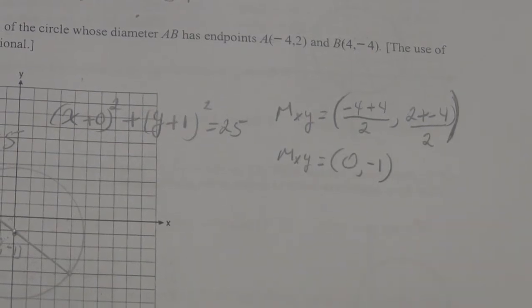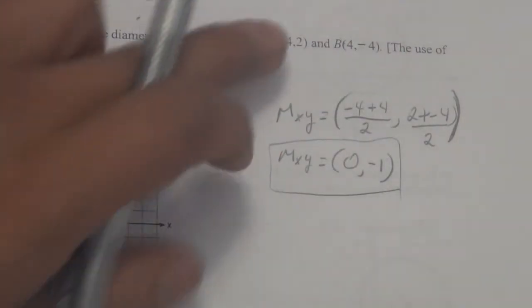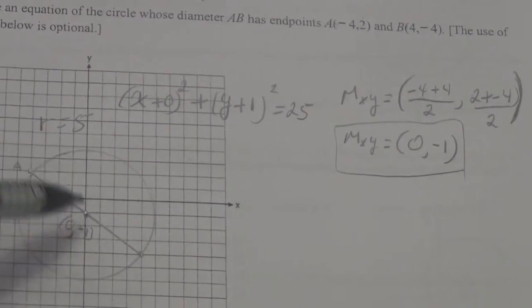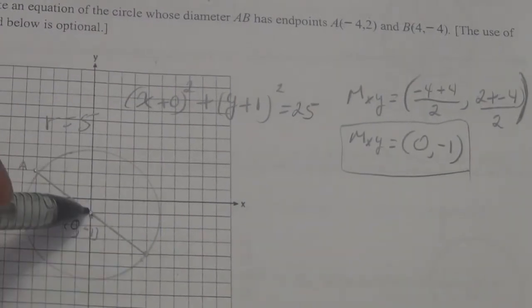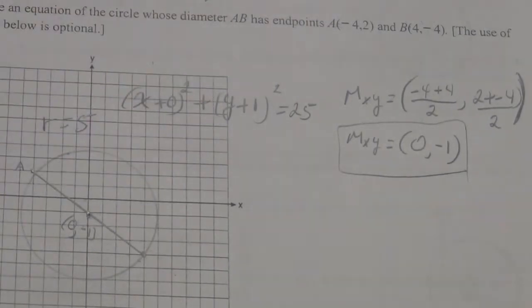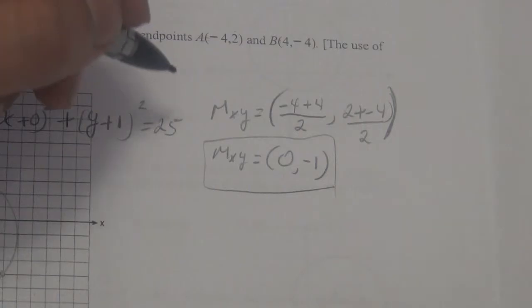Now I am going to find the length, the radius. How do I find the length? Easy. You go from the center of the circle, which is the midpoint right here, to one of the endpoints, either this one or this one. I don't know which one you want to choose. I'm going to choose point A just for the sake of doing it. So I'm going to find the distance.